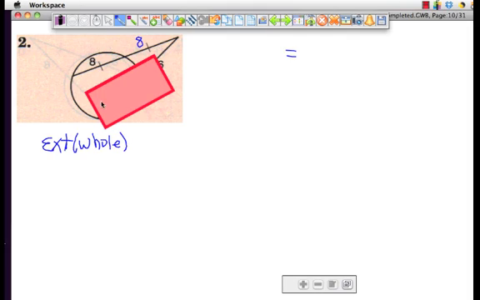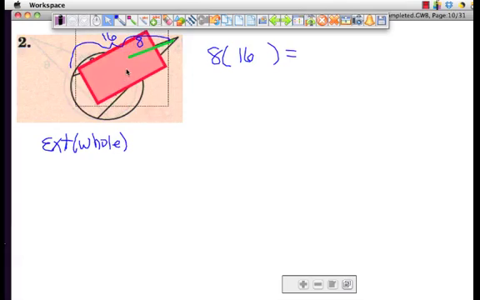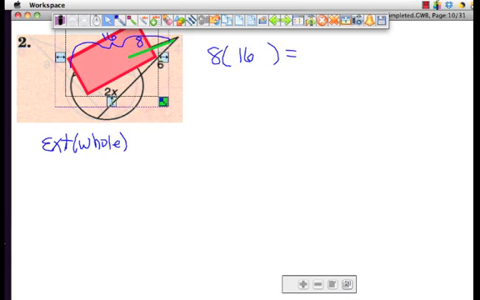In this case right here, the exterior piece is 8. 8 is on the outside. The whole thing, though, all the way down, is 8 plus 8, which makes 16. So it's the outside piece, 8, times 16. The bottom one is still going to be the exterior times the whole. You just have to do it separately.